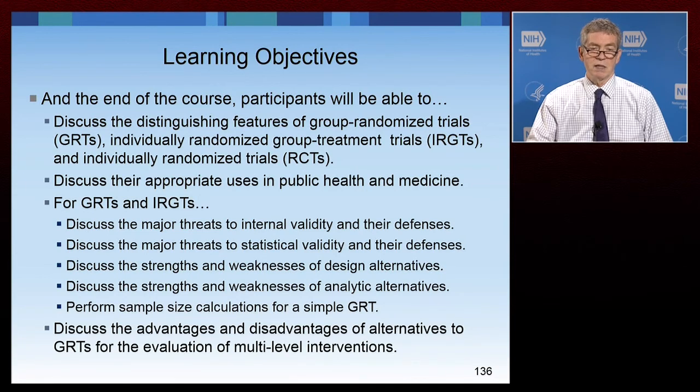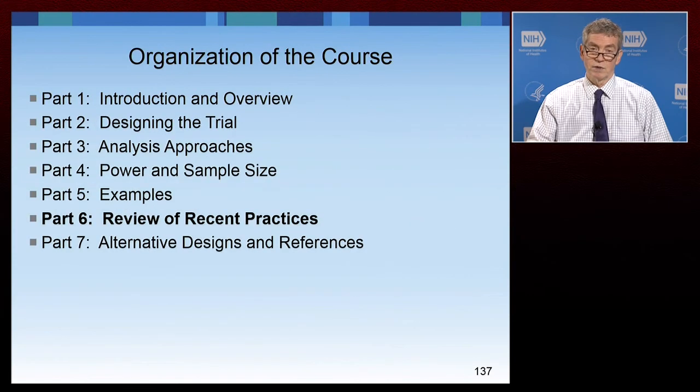And for group randomized and individually randomized group treatment trials, we want you to be able to discuss the major threats to internal validity and their defenses, the major threats to statistical validity and their defenses, the strengths and weaknesses of various design alternatives, and the strengths and weaknesses of various analytic alternatives. We also want you to be able to perform at least simple sample size calculations for group randomized trials. Finally, we want you to be able to discuss the advantages and disadvantages of alternatives to group randomized trials for the evaluation of multi-level interventions.